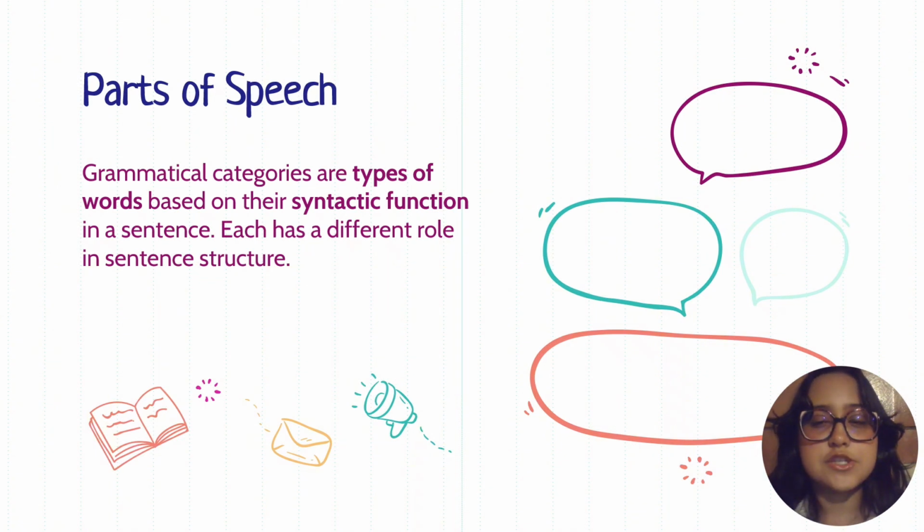Today I'm going to explain the parts of speech. So, parts of speech are the basic types of words used in a language, categorized based on their function in a sentence. They help us understand how words work together to form meaningful sentences. Each part of speech explains what a word does, whether it means something, describes something, shows action, connects words, and so on.